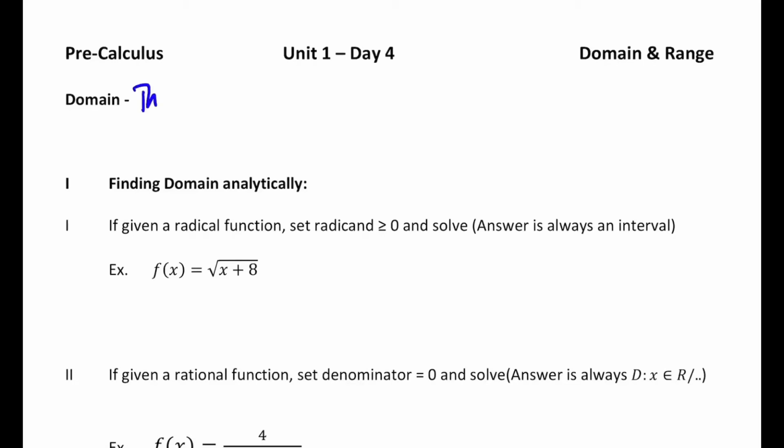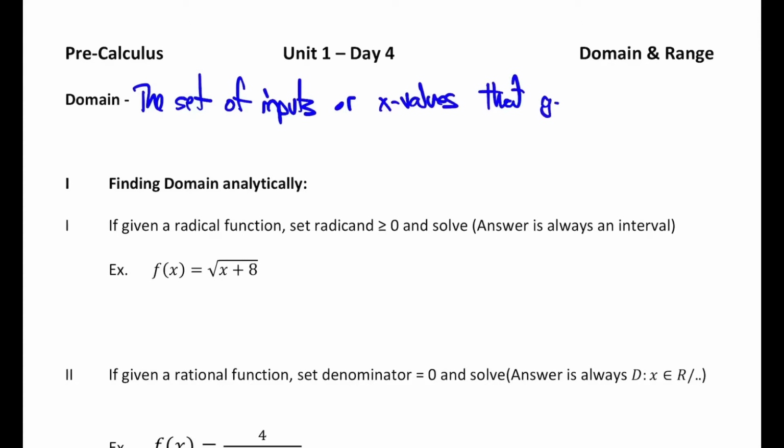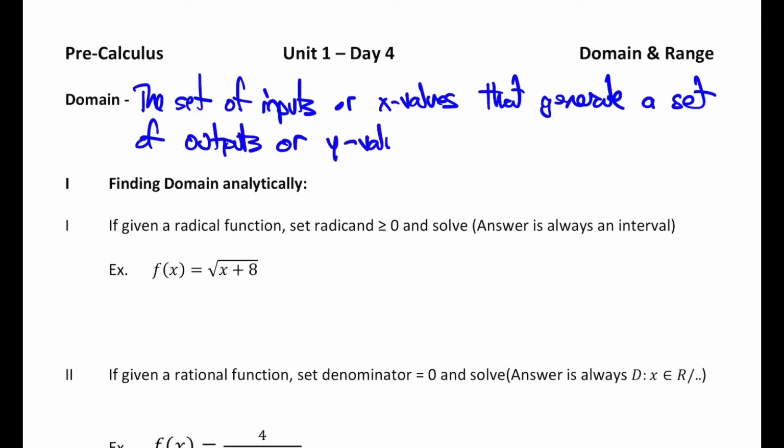Domain is simply the set of inputs, or x values, that generate a set of outputs, or y values. So we're going to find it algebraically or analytically first.